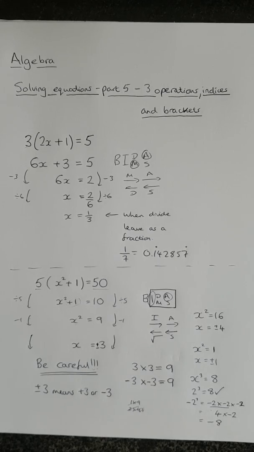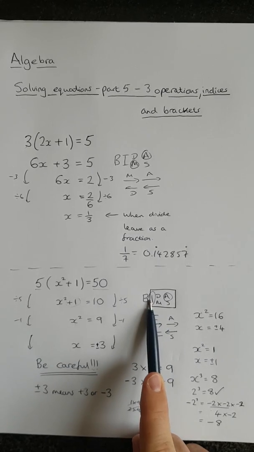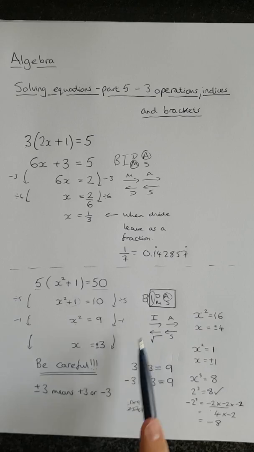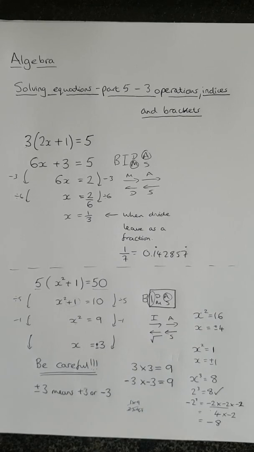So let's clarify our 2 rules again. The I in BIDMAS can be reversed just the same, but be careful with x squared. It isn't the same for x cubed. In the next part, we're going to continue looking at 3 operations, because there are many more variants you may want to see.